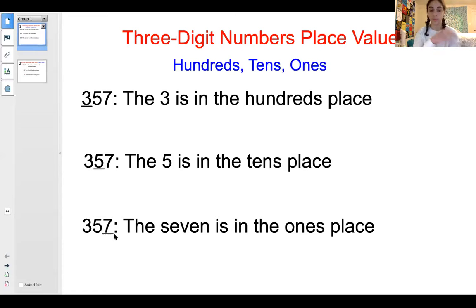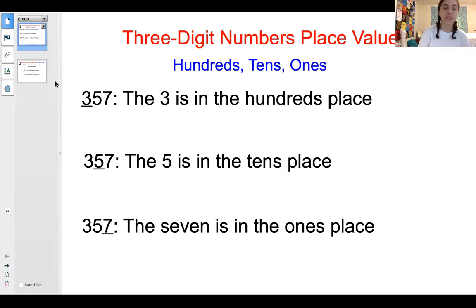If we had broken this up using base 10 blocks, we would have 3 flats, because remember each flat is 100. We would have 5 rods, meaning 50, and then we would have 7 units, because the units represent singles, ones. So we have 7 ones. This number has a 3 in the hundreds place, a 5 in the tens place, and a 7 in the ones place, 357.